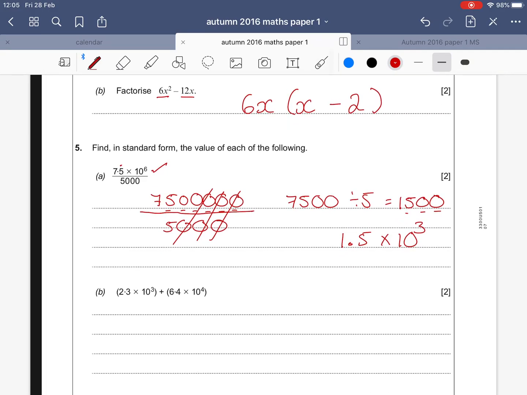Adding and subtracting in standard form, you can do the same. Write them out of standard form. So this first one would be 2 and then 3 numbers after the first, so 1, 2, 3. This one, again the 6, and then 4 numbers after the first. 1, 2, 3, 4.